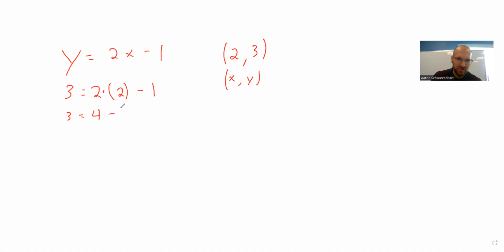2 times 2 is 4. 4 minus 1 does equal 3. Check. This one is true. Let's try another point. Same process. Seven does equal 8 minus 1. Check.